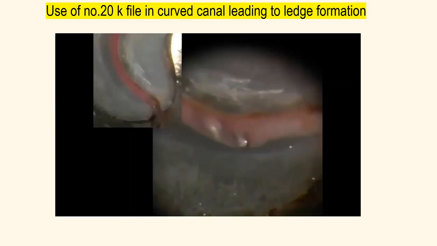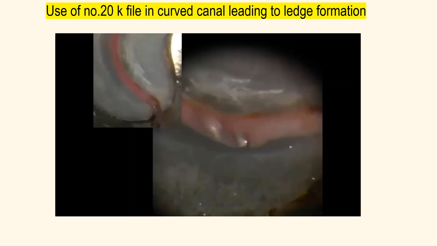It is not recommended to use a file size larger than number 15, because the flexibility of stainless steel instruments up to number 15 size is sufficient to follow the anatomical curvatures. Beyond it, the instrument becomes stiffer and imposes its shape on the canal by deforming it. The file begins to deviate from the center of the canal, which can create a ledge or perforation.